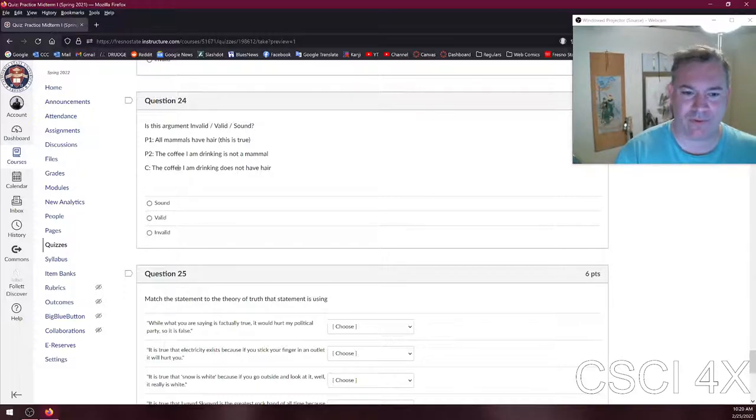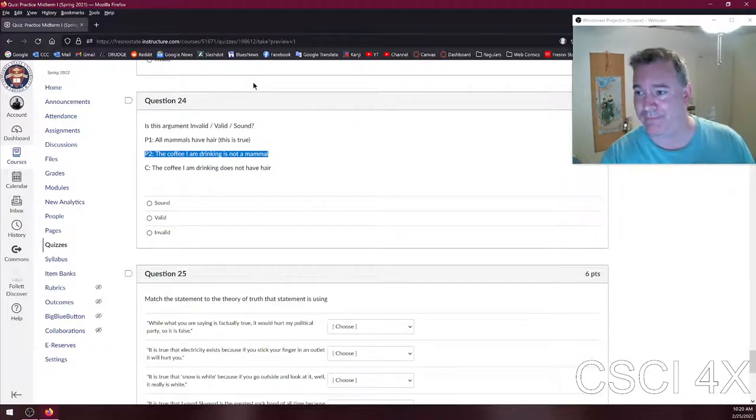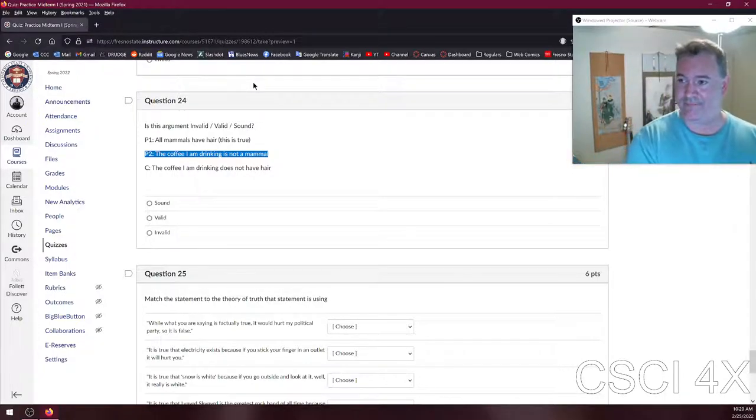Is it possible for my coffee to have hair by other means? It is, in fact, true that the coffee I'm drinking is not a mammal, right? This is actually just coffee. Is it possible, though, for my coffee to have hair via other means, such as somebody's hair falling into it or something like that? Yeah, I think so. Right? It's invalid.